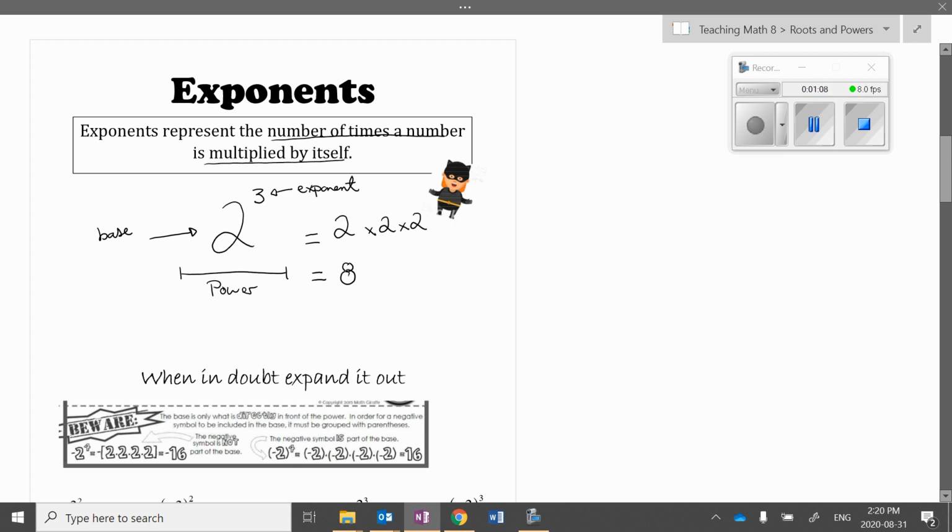When in doubt, expand it out. It's a saying we'll use lots within the exponents or powers unit. This form, 2 times 2 times 2, is what we would call our expanded form. So whenever you're stuck in this unit, expand it out. When in doubt, expand out.